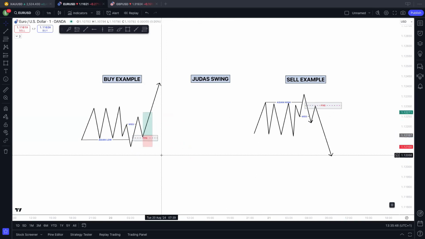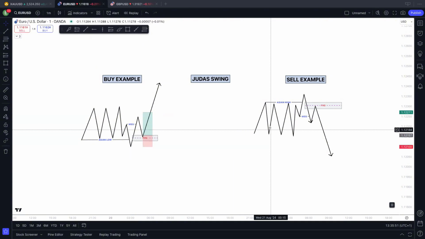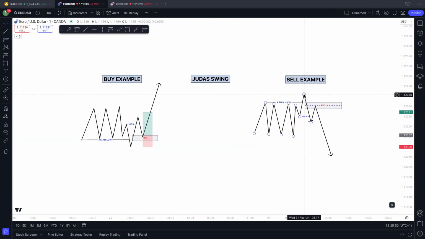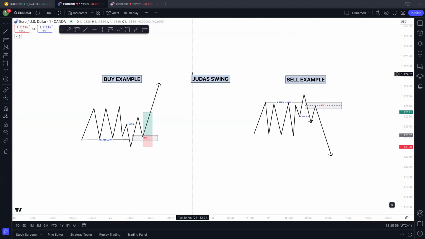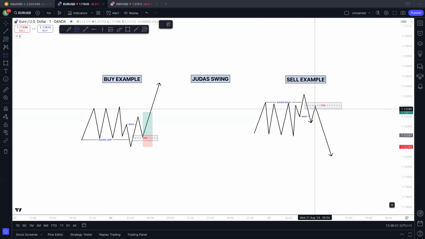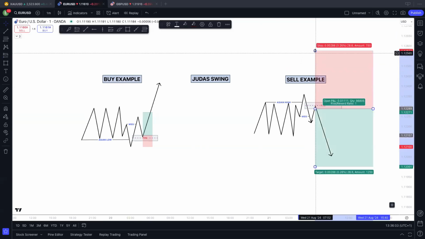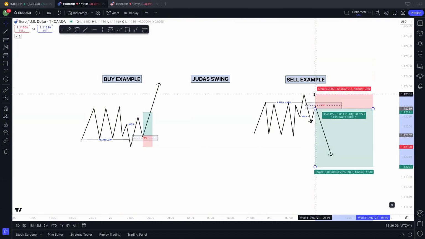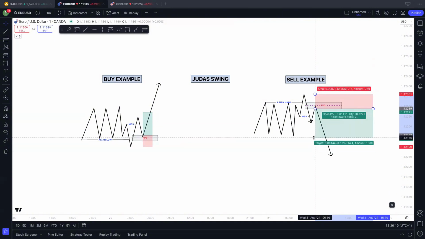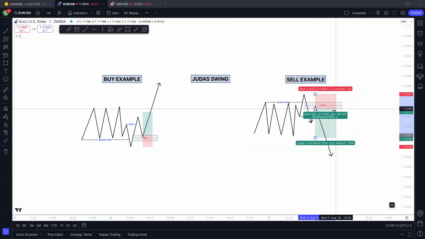On the sell example, it's the exact same thing, but the opposite. So you want the Asian high to be swept. As you can see, we have swept Asian highs. We then have had a market structure shift, imbalance left behind, fair value gap. We take it from the start of the fair value gap, stop loss at the swing high, sorry. And then TP would be at the 2%.